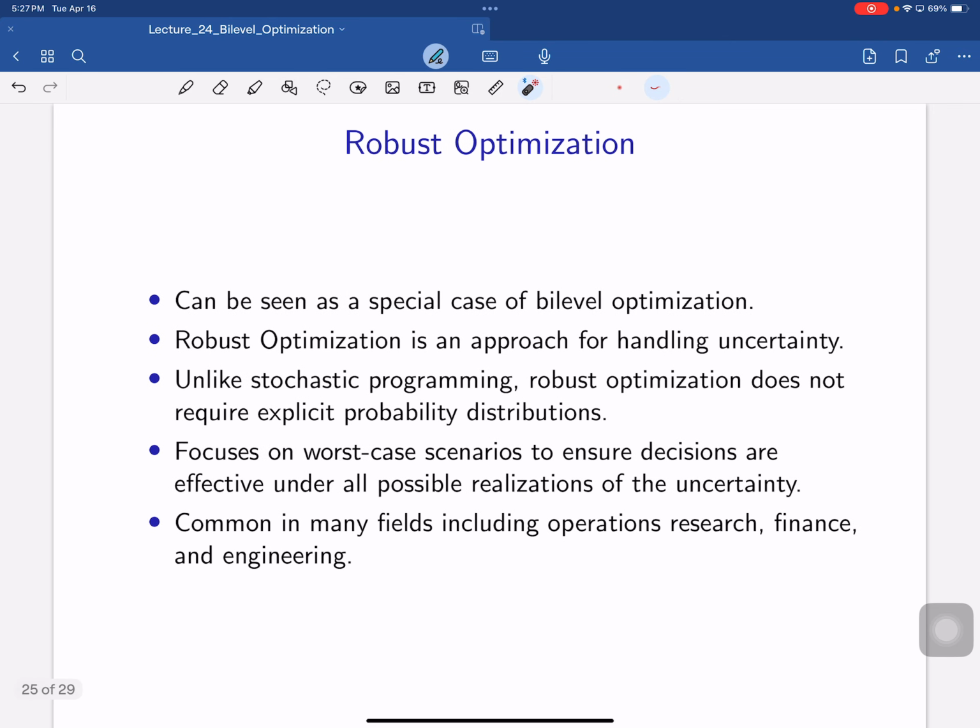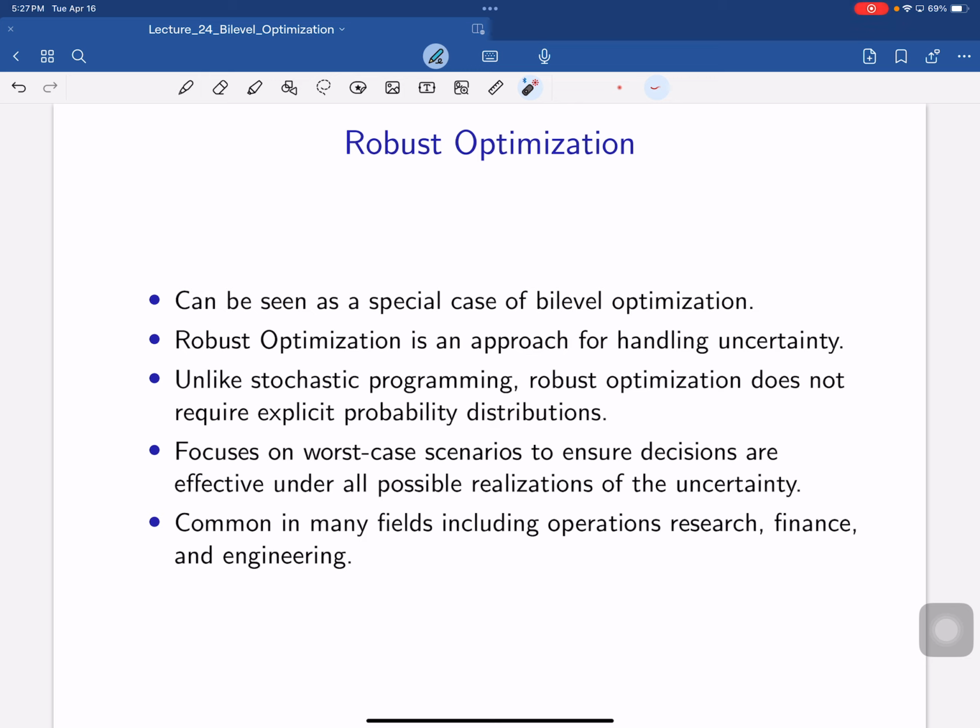Yeah, so now let's talk about a slightly related topic to bilevel optimization. It is called robust optimization. This can be seen as a special case of bilevel optimization. I will show you how it is related to bilevel optimization in the next slide. But first of all, I want to make some connections of robust optimization with two-stage stochastic programming.